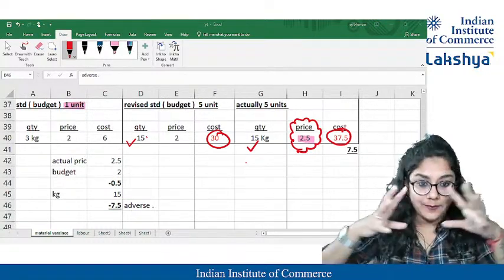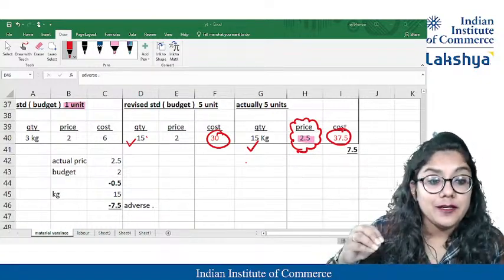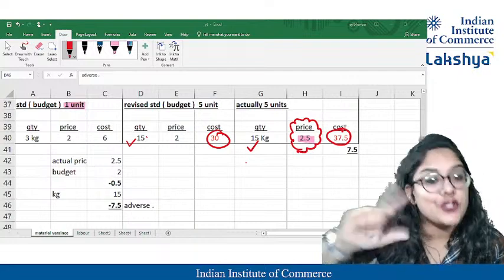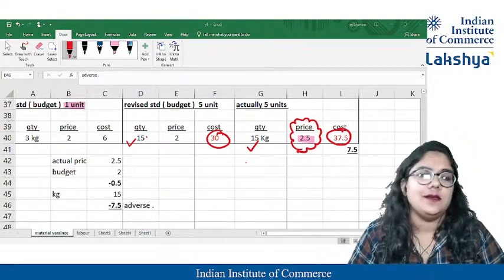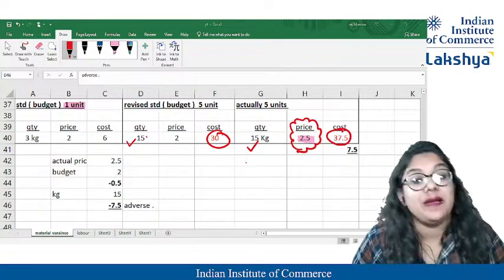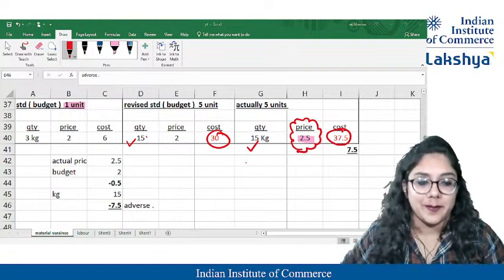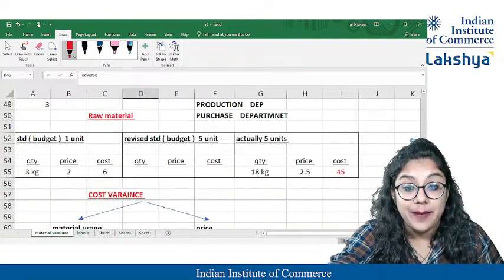So guys, we have two types of variance. Material variance: if I used more material, I'll scold my production department. If I have used less material, it's good, it's favorable. But if I have paid more money, you have to scold your purchase department. But students, both situations can happen together.